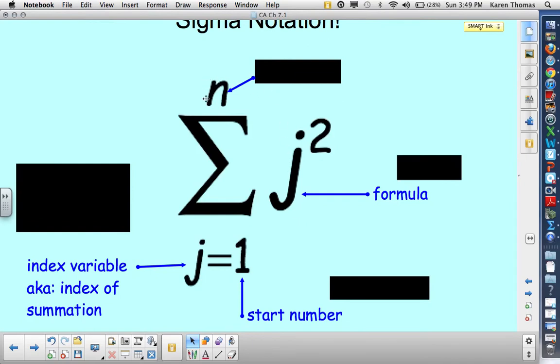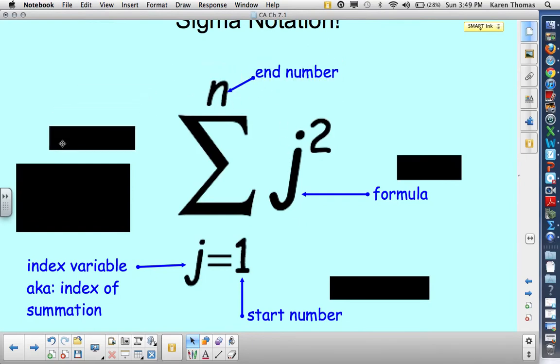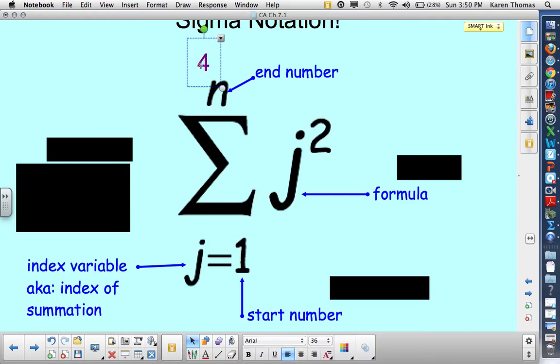together until we get to the number at the top. Here, this is n. Let's say that number was actually a 4. That was the number we would end on. What we would do for this particular series then is do 1 squared plus 2 squared plus 3 squared plus 4 squared. Add those together, come up with a number at the end, and that would be our summation as j goes from 1 to 4 for j squared.